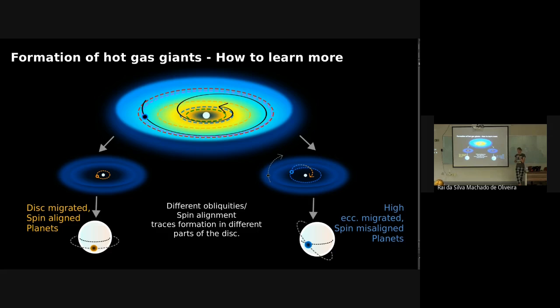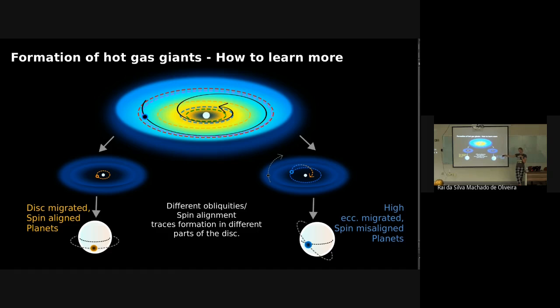The other possibility is it migrates more slowly. It doesn't make all the way through the disk. It stops somewhere in between, maybe even beyond an ice line or so. The disk already dissipates, and now it's stuck in an orbit of, for example, Jupiter.